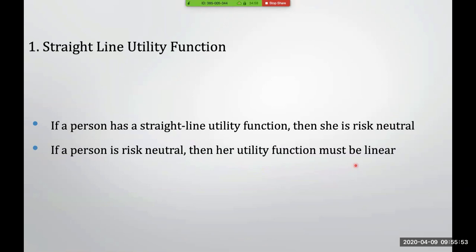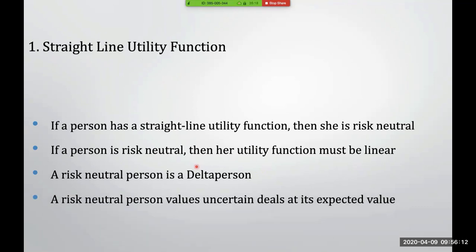The straight line utility function represents a risk-neutral person. If a person is risk-neutral, then her utility function must be the straight line utility function. It cannot be of any other form. And again, a risk-neutral person is a delta person who values uncertain deals at the expected value. Okay, so this is the first type of utility function that satisfies the delta property.